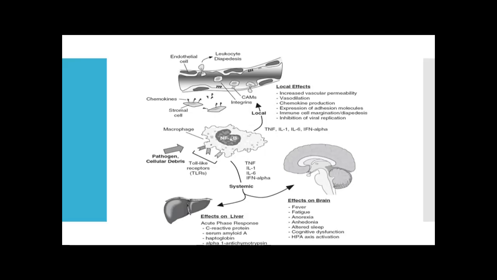Systemic effects of these TNF, IL-1, IL-6, and IFN-alpha, they will act on the brain and they can also act on the liver. The effects on brain include fever, fatigue, anorexia, anhedonia, altered sleep, cognitive dysfunction, and HPA axis activation, while effects on liver include acute phase response with release of C-reactive protein, serum amyloid A, haptoglobin, and alpha-1 anti-chymotrypsin.